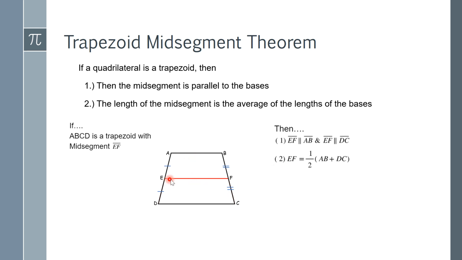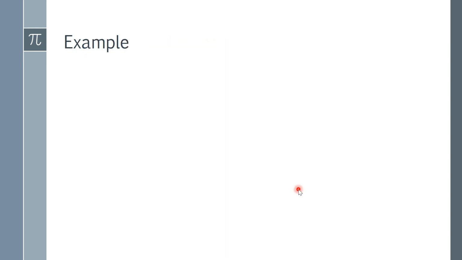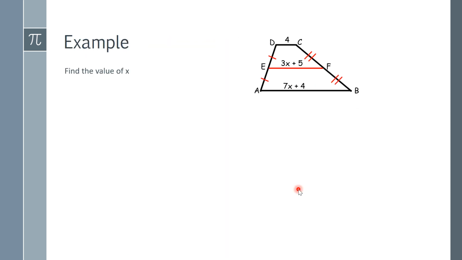In this case, EF is equal to half the sum of AB and DC. That's how you find an average. Add two numbers together, divide by 2. So that is basically adding two sides together, dividing by 2. So that is the mid-segment theorem for trapezoids. Let's take a look at an example of how we're going to apply this. We're going to find the value of x.